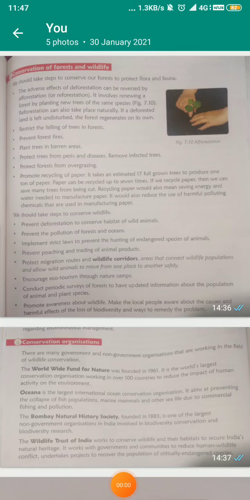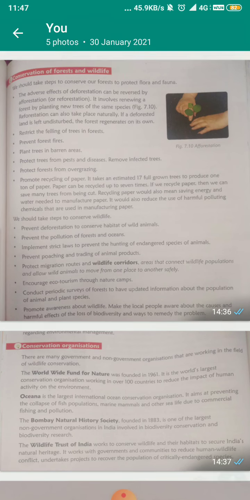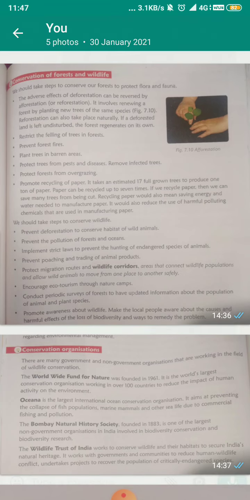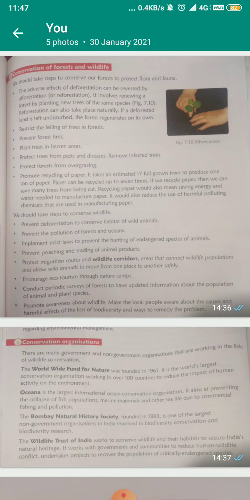Good afternoon, students. Today we are doing the next topic, conservation of forest and wildlife. In this topic we will discuss how we can conserve our forest to protect flora and fauna. As you know the terms, flora means plants and fauna means animals.